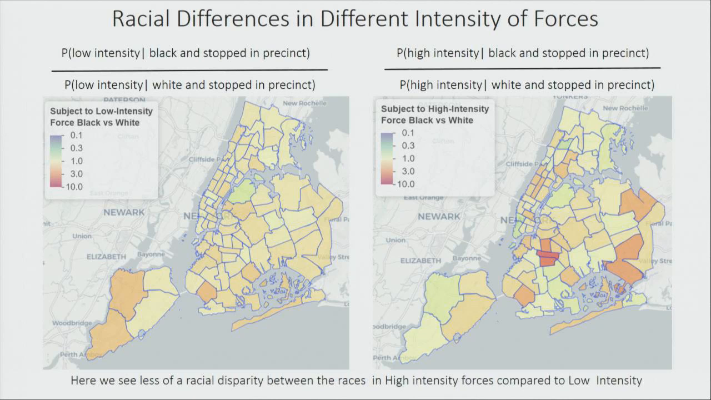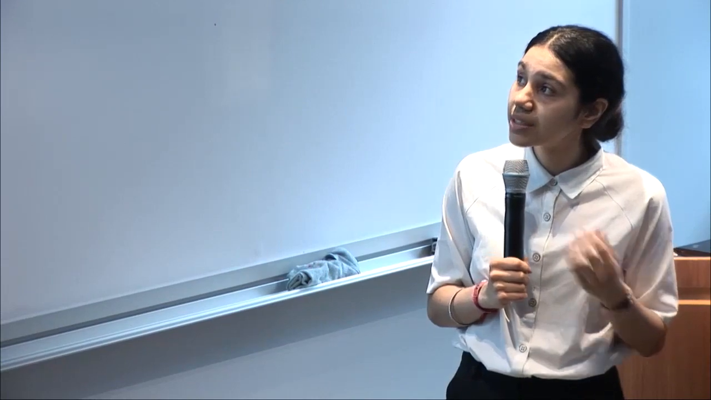The map on the left indicates the probability of a low intensity force being used on a black person in a given precinct over the probability of a low intensity force being used on a white person who was stopped in a particular precinct. So we do see that blacks are more likely to be subjected to low intensity force compared to white civilians. Whereas on the map on the right, we see that there is less of a racial disparity between both the races. So when it comes to more high intensity forces, there is less of a difference. And this is indicated by the fact that if there is no difference, the ratio would be around 1. And if there actually is a difference, the ratio would increase and the map gets darker.